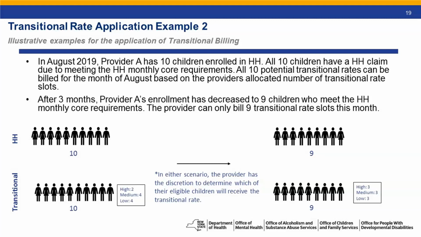So those are 2 different scenarios and 2 different examples of what you may run into. You may run into, as I said on slide 18, where you have more children, but you can still only bill the amount of transitional slots that you were given. And on this slide, you may have fewer children than the number of slots you were given, but you can still only bill the number that received the service.